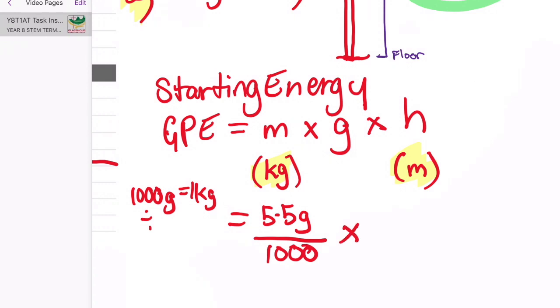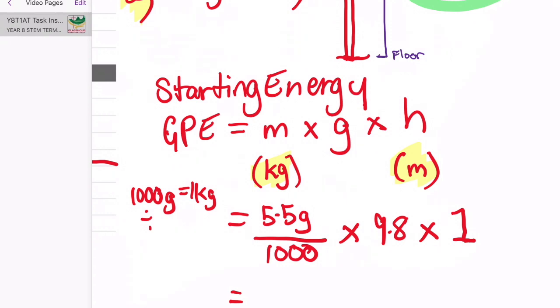Then I'm going to times it by my gravity, which is 9.8 meters per second squared. Then lastly, I'm going to times it by my height. And now remember, I put my height as 1 meter. Yours is not going to be 1 meter. Once you do that, you need to work that out on a calculator and put in your answer. So we're just going to pause the video here.